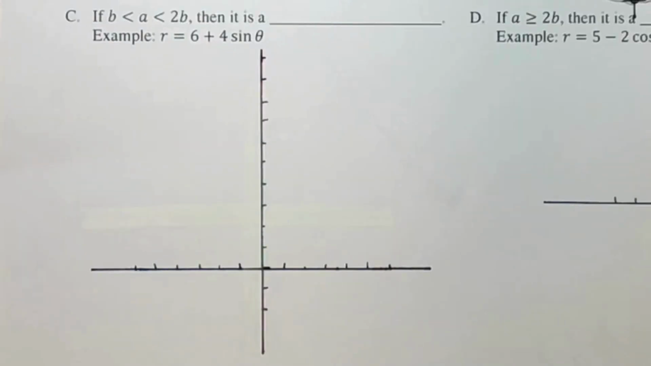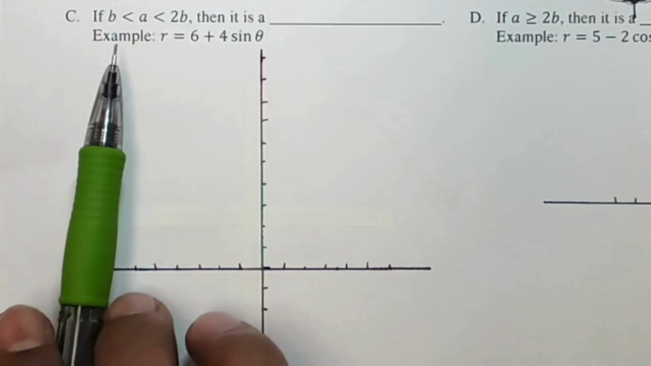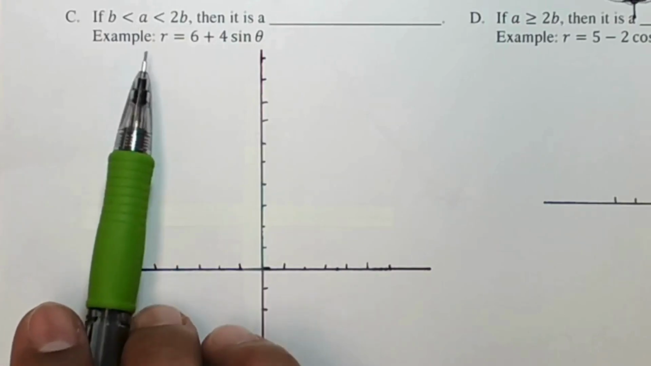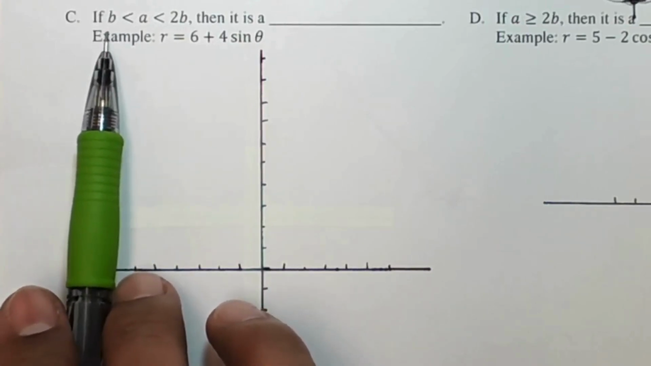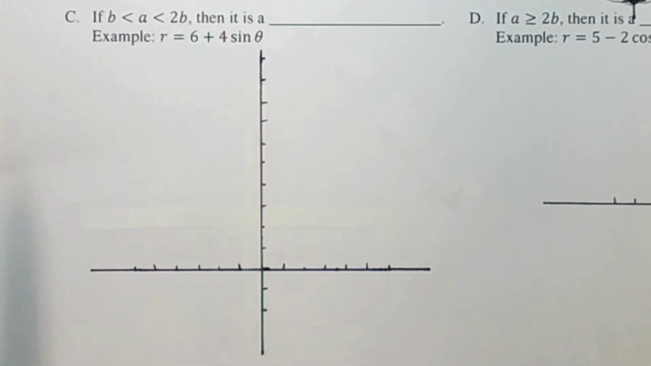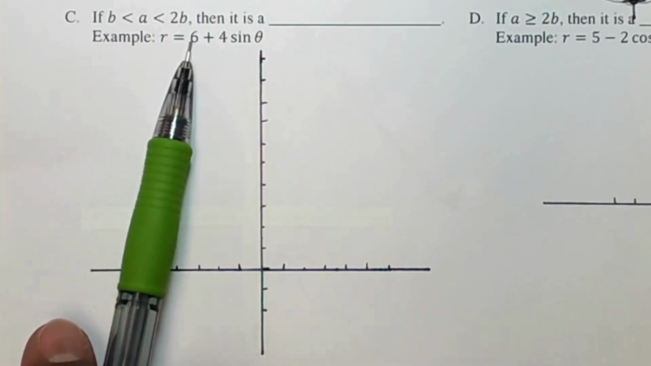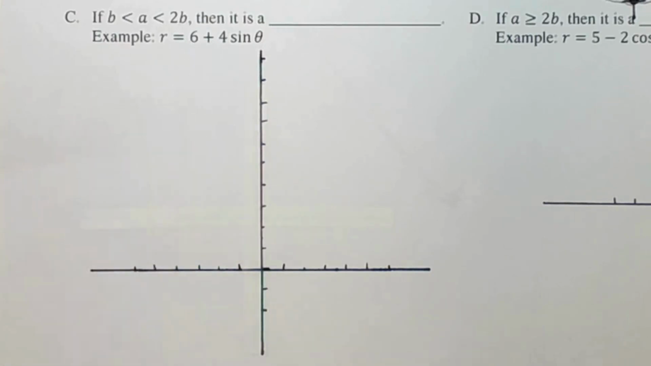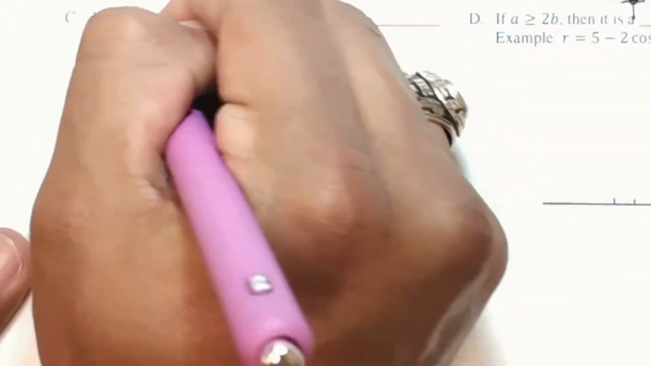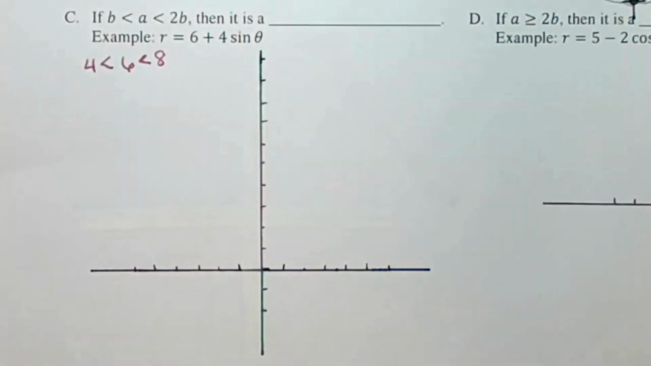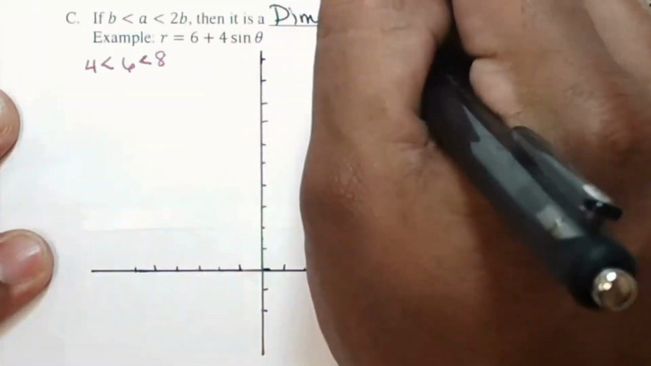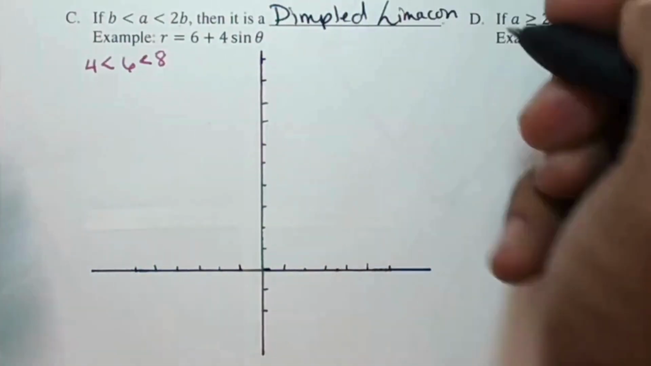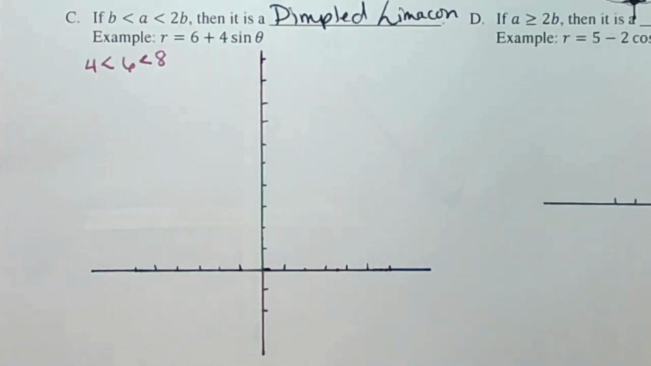So then there's going to be another limacon that we're going to have here, and it's when this value of a is between one value of b but less than twice of it. So 6 is bigger than 4 but less than 8. If we have a situation like that, this is called a dimpled limacon. Why is it going to be dimpled? Well, let's look at the graph.